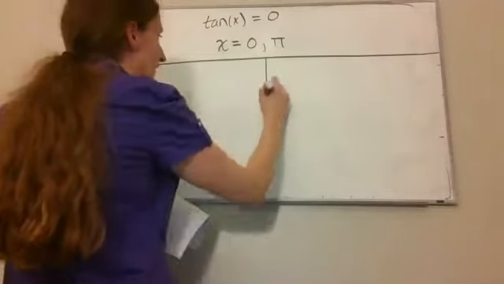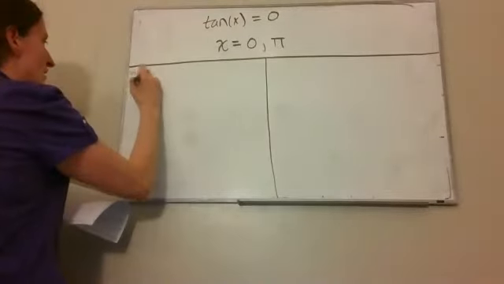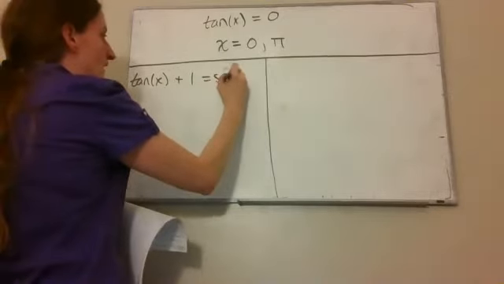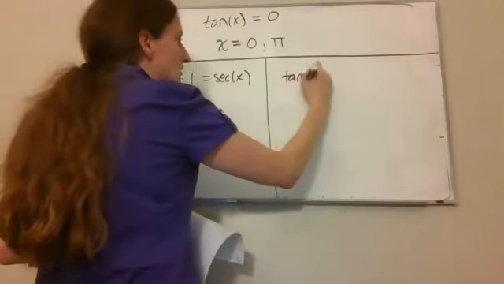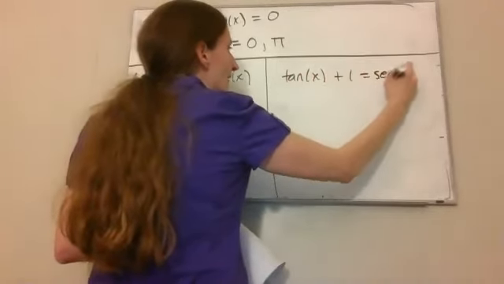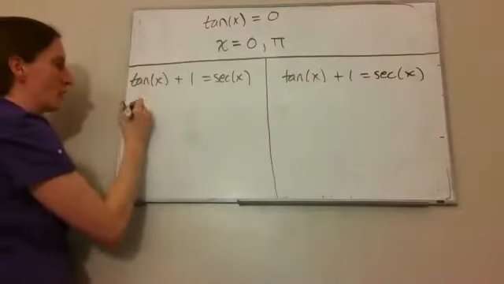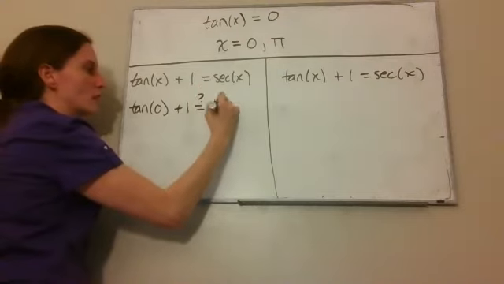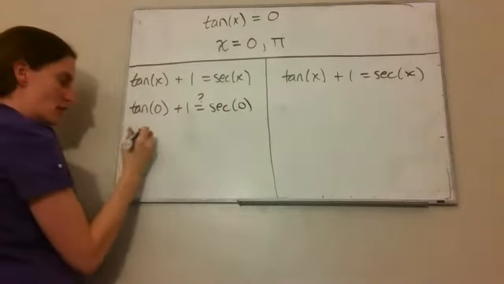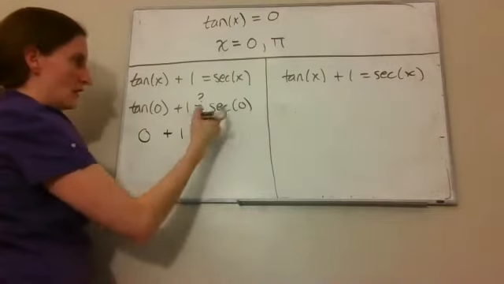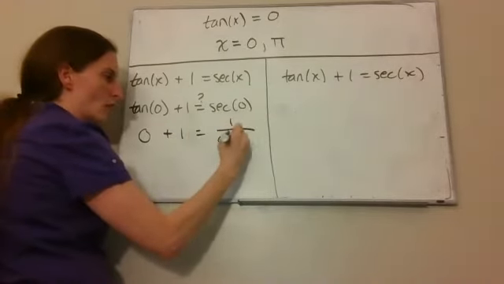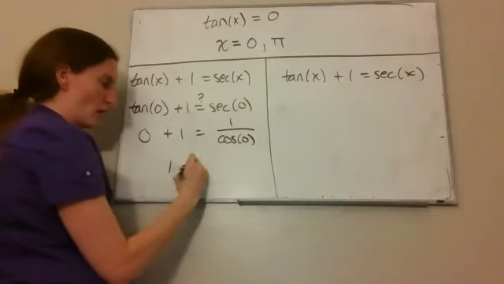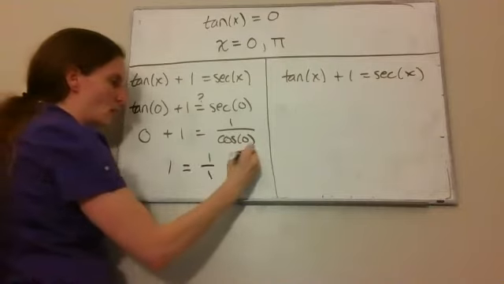So let's check both of these answers. My original equation was tangent x plus 1 equals secant of x. If I check x equals 0, tangent of 0 plus 1, is that equal to secant of 0? Well, tangent of 0 is 0. Secant of 0 is 1 over cosine of 0. Cosine of 0 is 1, so I get 1 equals 1 over 1. That one checks out.